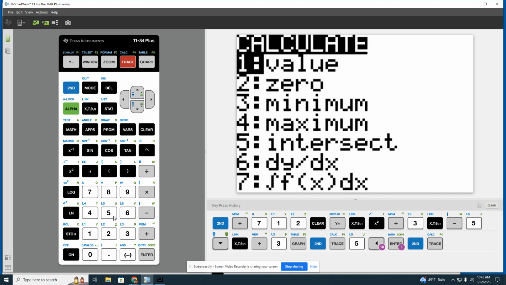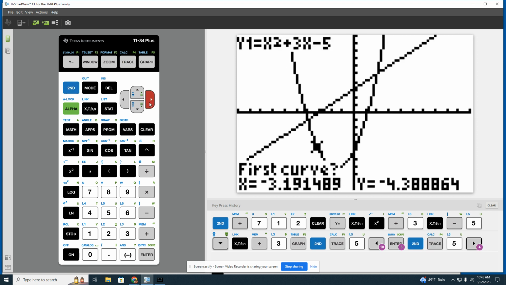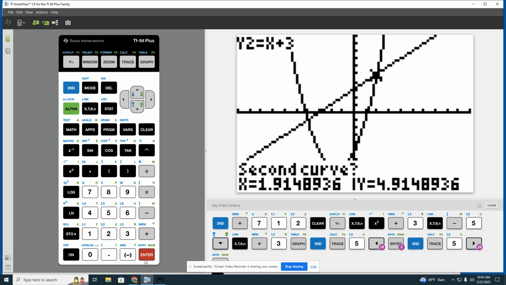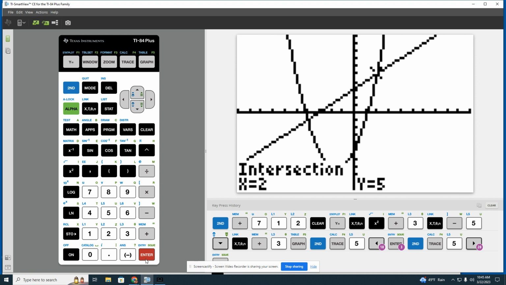Now let's find the second one. Second trace, number 5. We're going to scroll over to that one instead. We've already found the other one. We need to scroll to this one. Get pretty close to it. Push enter, enter, enter. What's that intersection? 2, 5.